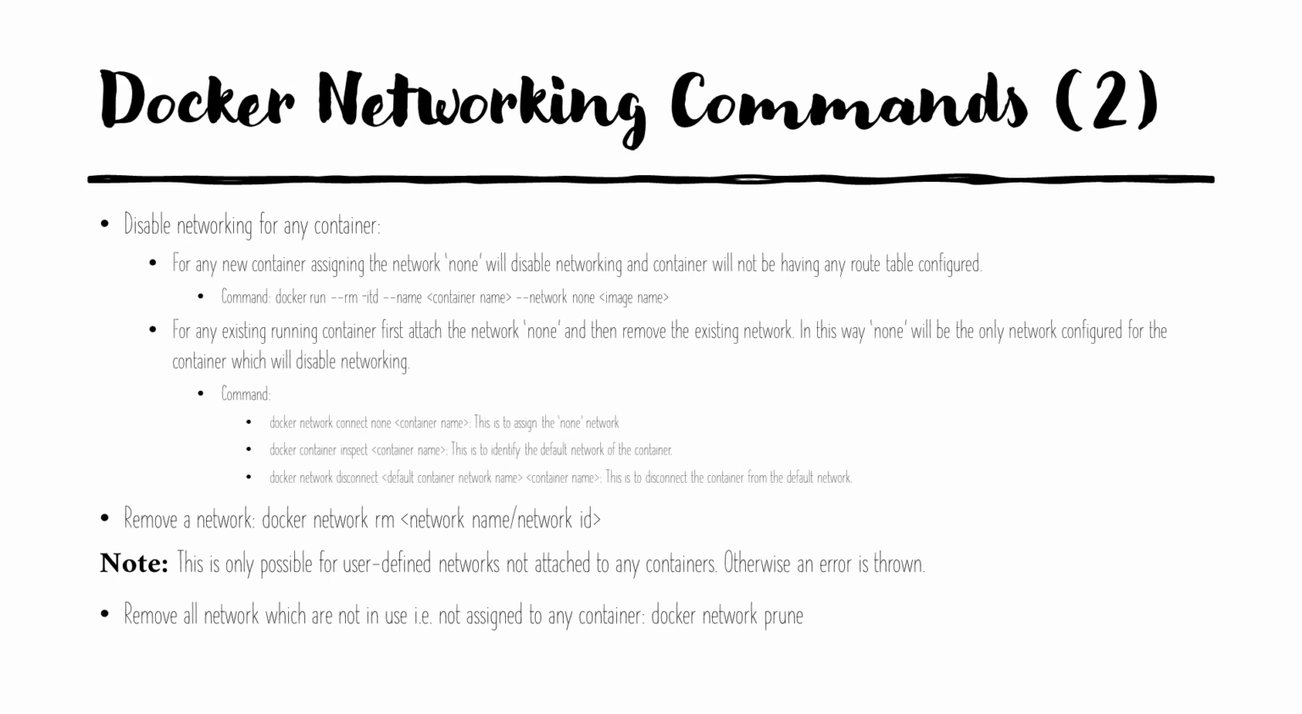In the same way, we can disconnect a container from a network using the docker network disconnect command. Now moving forward, to disable networking for any container, we need to assign the network none, which is created by Docker when it is first started. Please follow these steps mentioned in the presentation for this purpose. Then to remove a network, we need to use docker network rm and then the network name or network ID, but this will remove only the networks that are not being used by any containers. Similarly, if we want to remove all unused networks that are user defined, we use the docker network prune command.